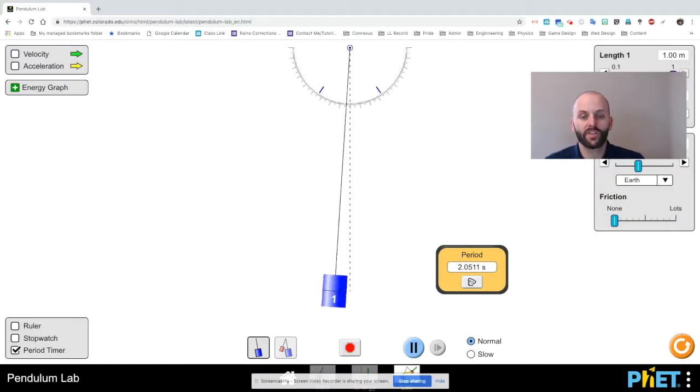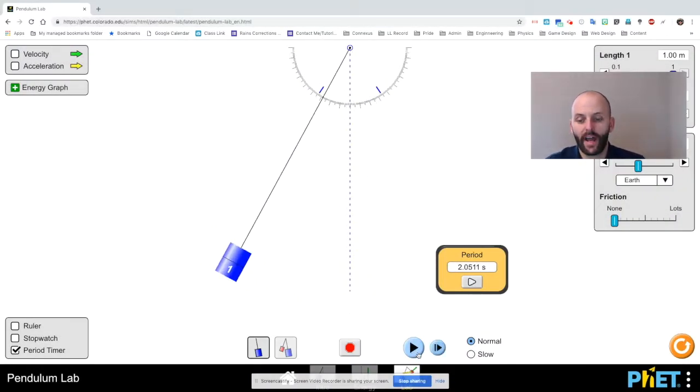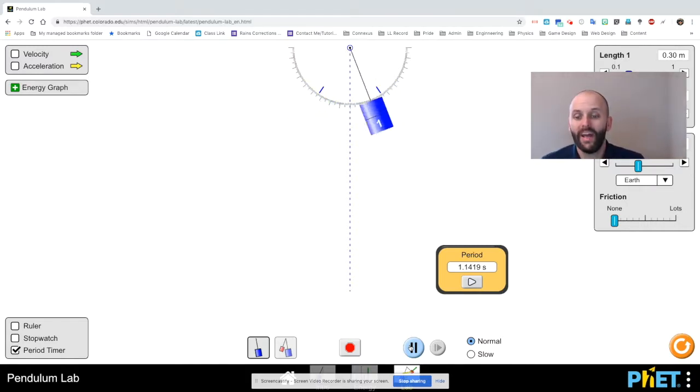Now there are some relationships that affect that. So as I go in, and if I change the length, it should move faster, right? It's got a shorter distance to cover, and so it's going to move faster. It'll do a complete cycle in a shorter amount of time. Notice a while ago at 1 meter it took 2. Now it's taking 1.1 at 0.3 meters. So the length matters.